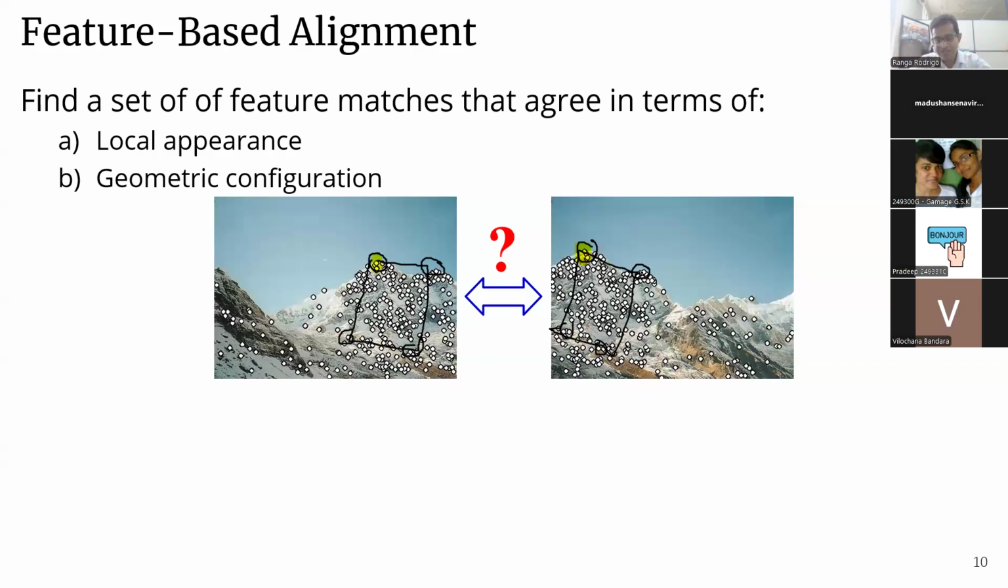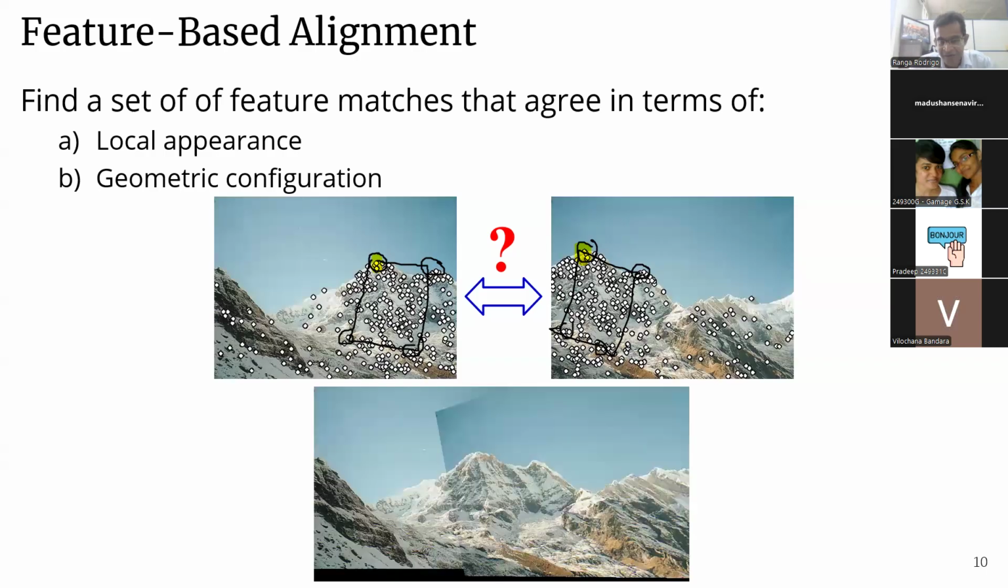Estimation of the transformation we are going to discuss in the class today. That same transformation should have been able to transport the points in one image, image one, to the other. So then you can do this stitching. I hope you understand the local appearance and the geometric configuration.